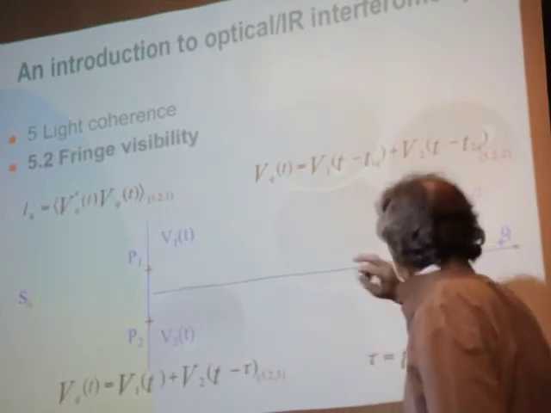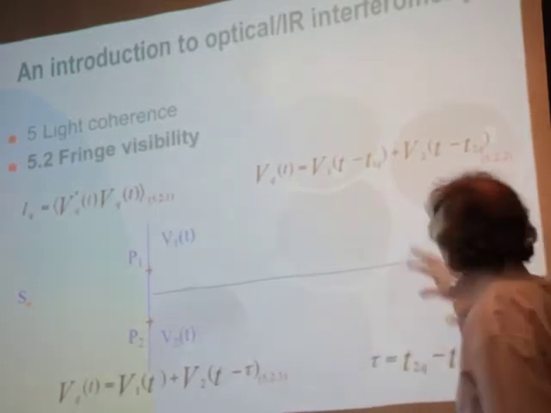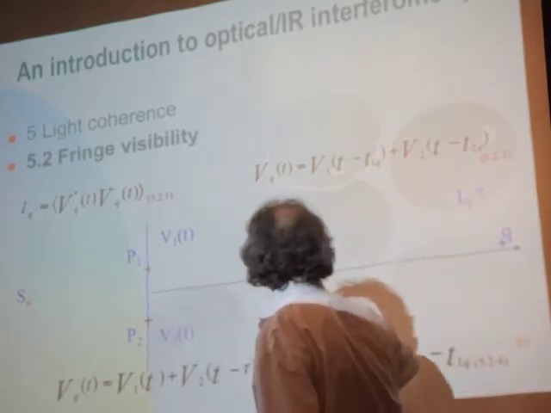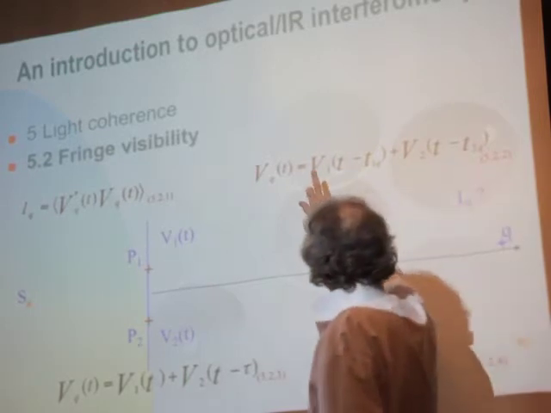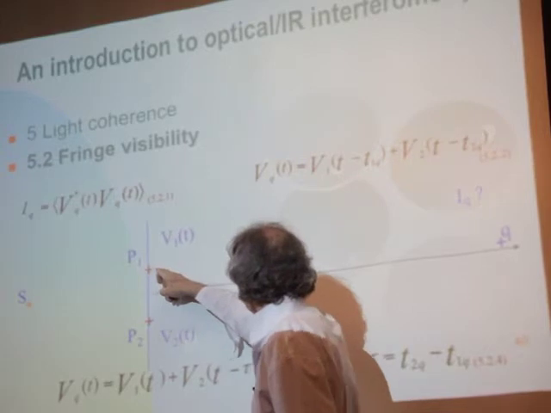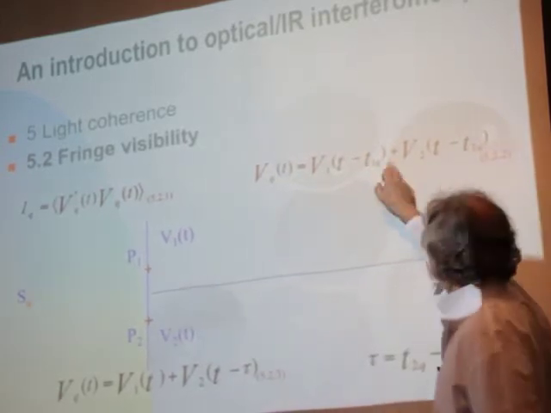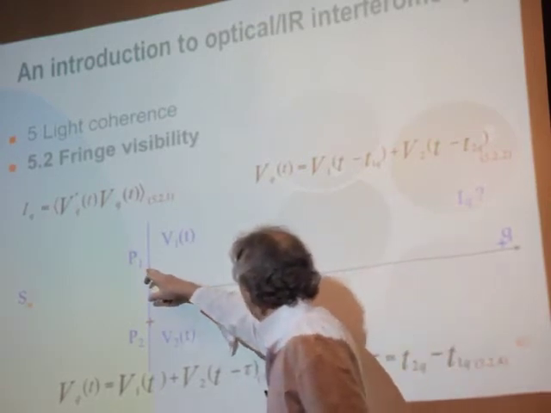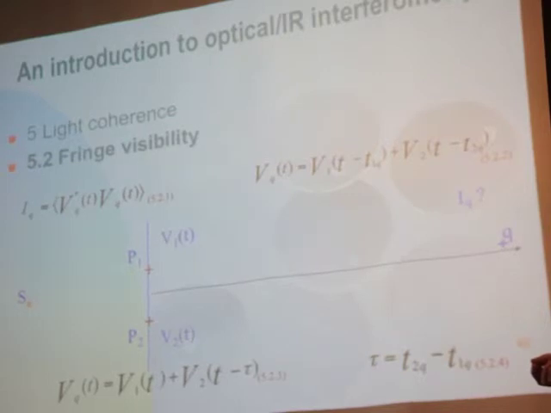Now, what is the amplitude of light at this point? Well, I say it comes from 2 points. So it is the value of the amplitude at point 1, but at a time t minus t1q, where t1q is the time it takes for the light to go from the hole number 1 to the observer at q.